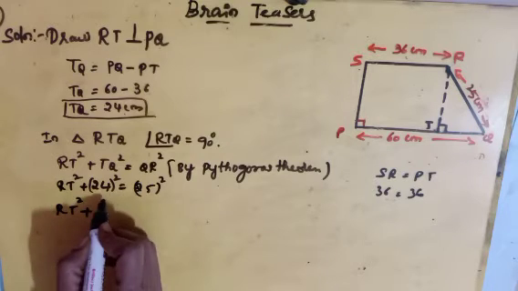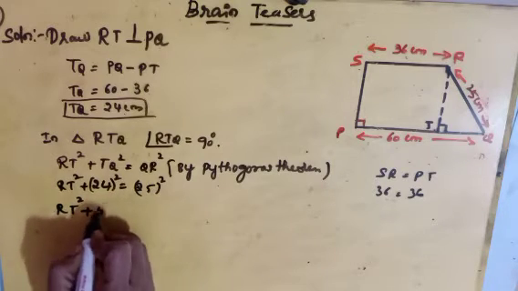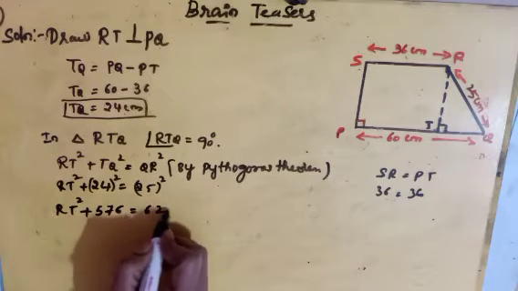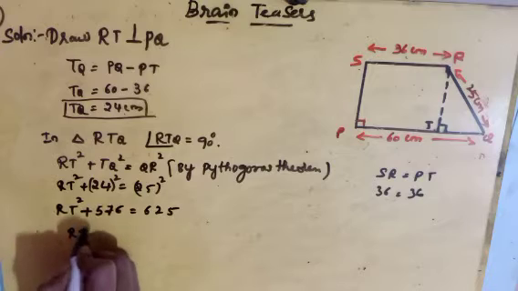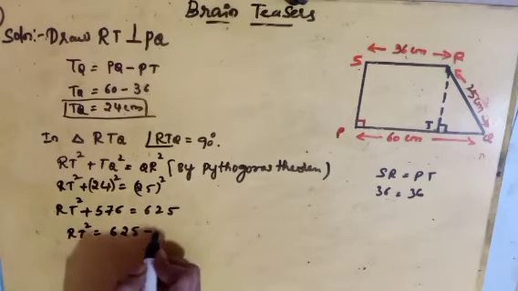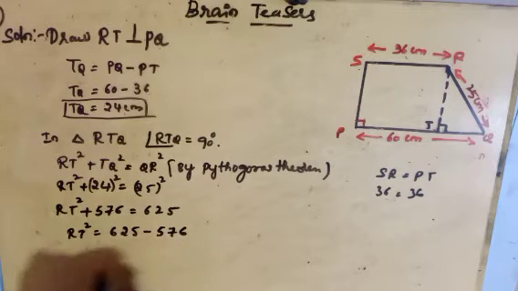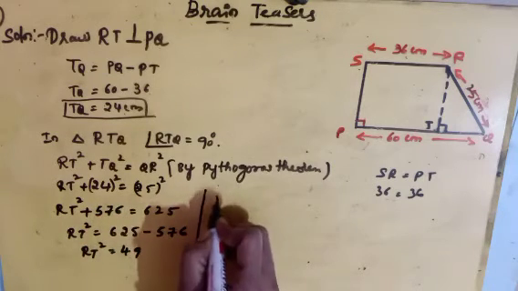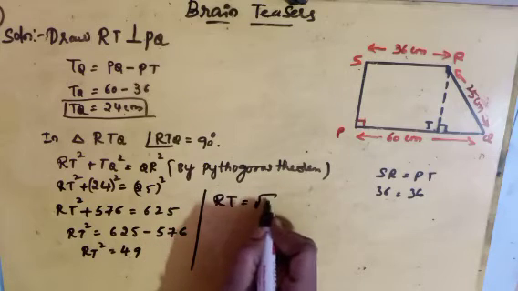When we multiply 24 into 24, we'll get 576. That equals 25 squared, 625. Then RT square equals 625. Let us bring this side minus 576. Then RT square equals, when we subtract, we'll get 49. Next, RT equals the square root of 49.